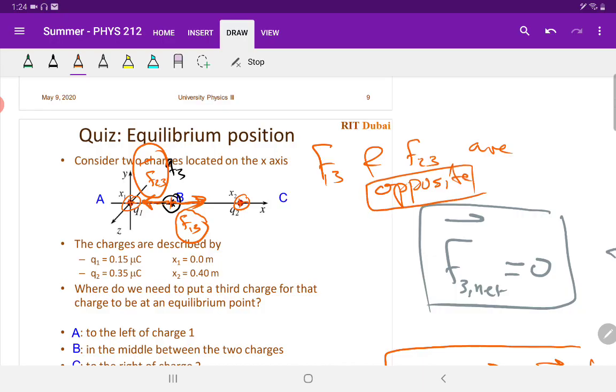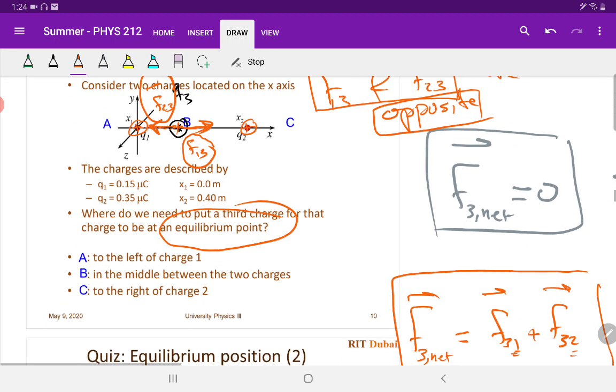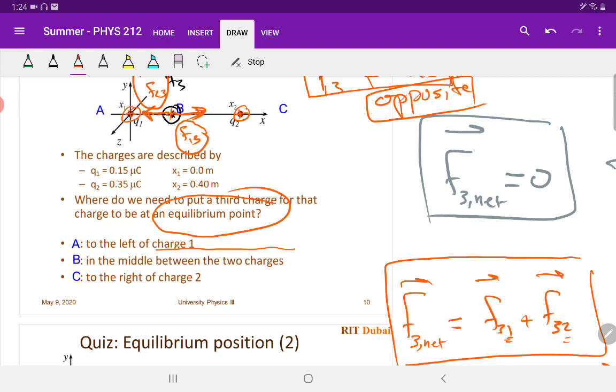And if they are opposite, now we can talk. Now we can find a point in such a way that these two forces will completely cancel each other. And if they cancel each other, it means I reach the equilibrium point. So in this case, what's the answer for this one? The answer will be P.